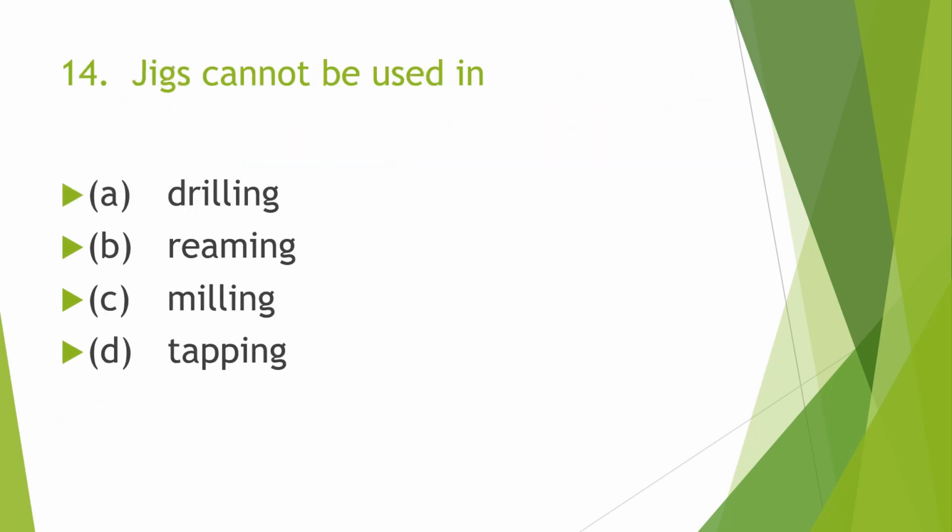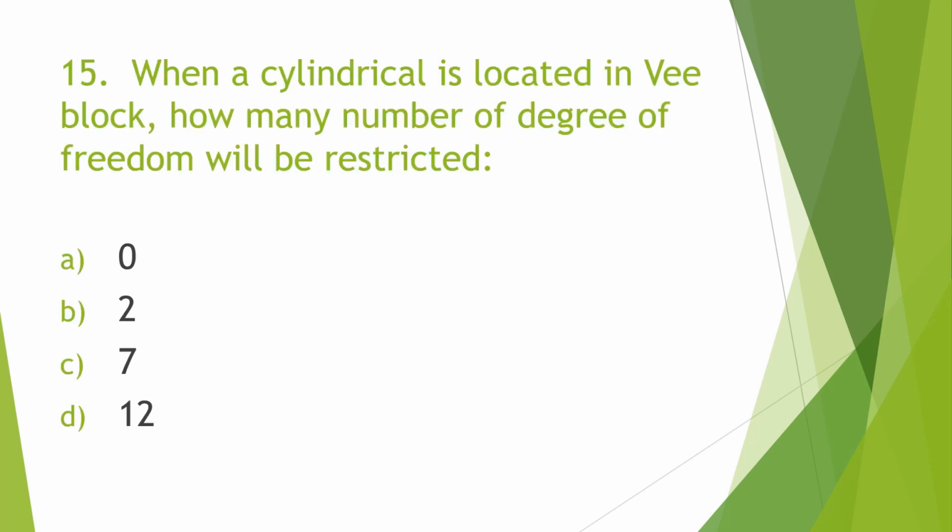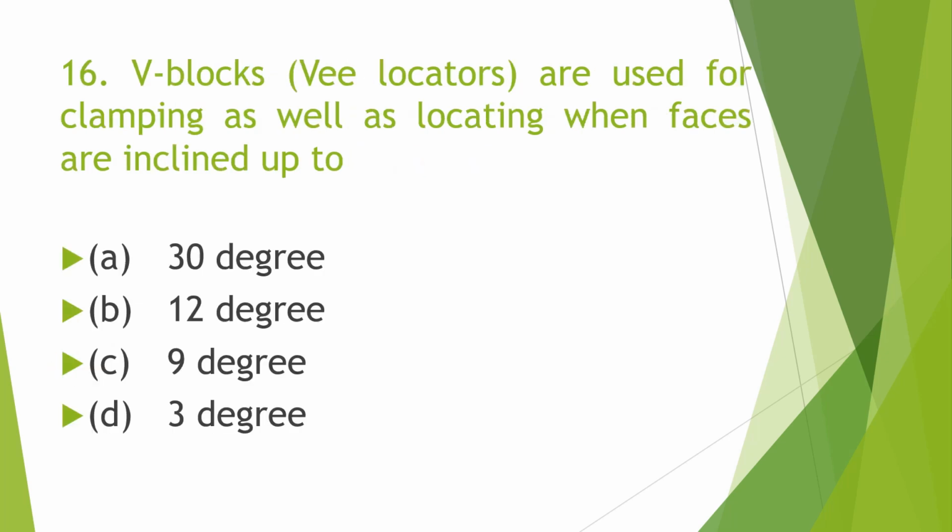Question number 14. Jigs cannot be used in milling. Question number 15. When a cylinder is located in a V block, how many degrees of freedom will be restricted? The answer will be 7. Question number 16. V blocks are used for clamping as well as locating when faces are inclined up to, the answer will be 3 degrees.